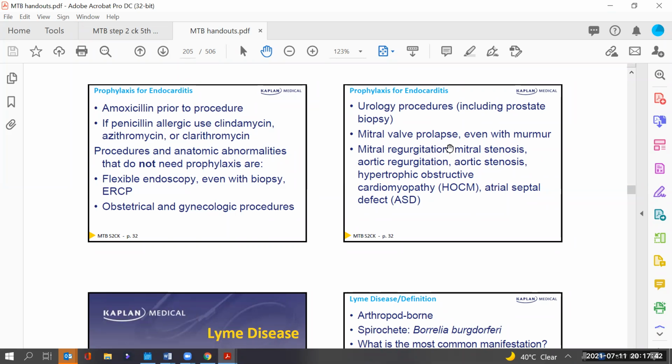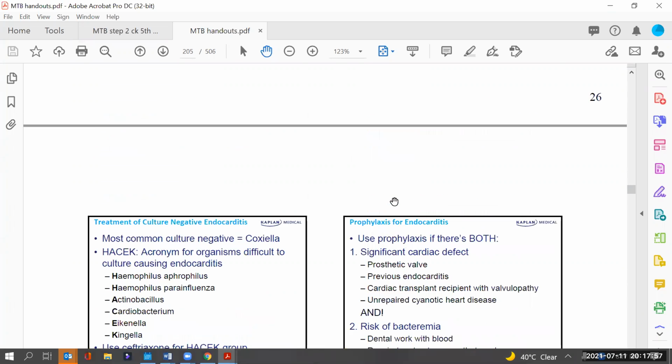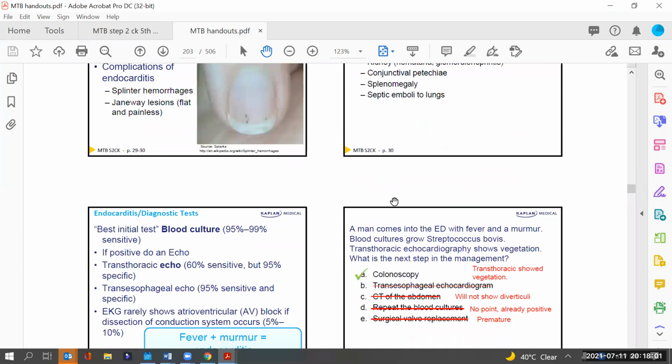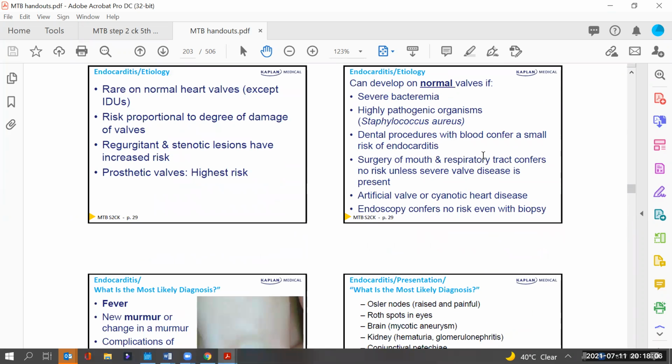Even if the patient is having MV prolapse, even with murmur, no need. Mitral regurgitation, mitral stenosis, aortic regurgitation, all these valvular heart diseases, no need. Cardiomyopathy, atrial septal defect, no need. When there is a need, whenever there is a dental extraction, remember the causes. The most important are especially dental procedures. If the patient is having any surgery of the mouth, you have to give. These are the two important ones.